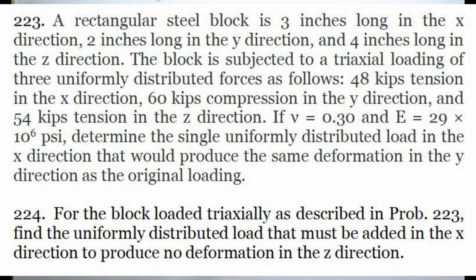Problem 223. A rectangular steel block is 3 inches long in the x direction, 2 inches long in the y direction, and 4 inches long in the z direction. The block is subjected to a triaxial loading consisting of 3 uniformly distributed forces as follows: 40 kips tension in the x direction, 60 kips compression in the y direction, and 54 kips tension in the z direction.